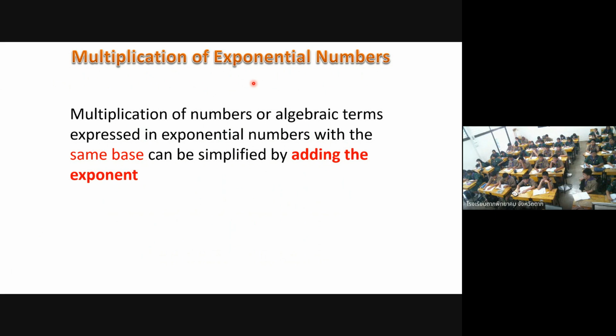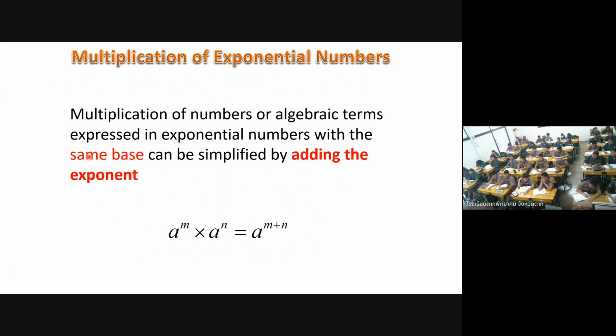Now, in multiplying exponential number, if they have the same base, what you need to do is to copy the base, and then you're just going to add the exponents. What does it mean? Again, same base. Let's have this one. We have a to the power of m times a to the power of n. What is the base of a to the power of m? A. How about this one? What is the base? A.